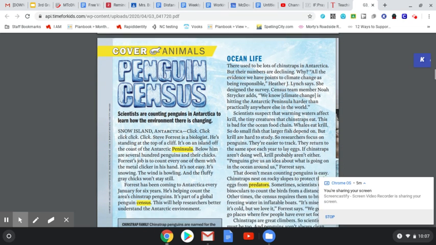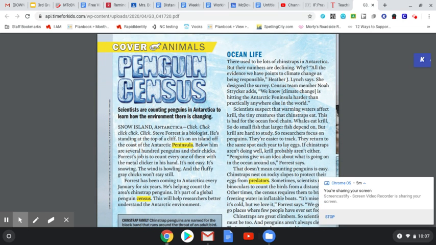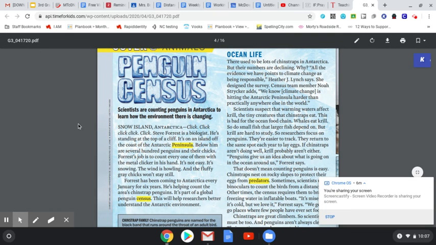Okay, here's another important text feature. We've got another heading, and this heading is going to tell us what this section of the article is going to be about. So we need to make sure that we read that heading very carefully. Ocean life. Ocean life. So what do you think, by reading that heading, that this part of the article is going to be about?